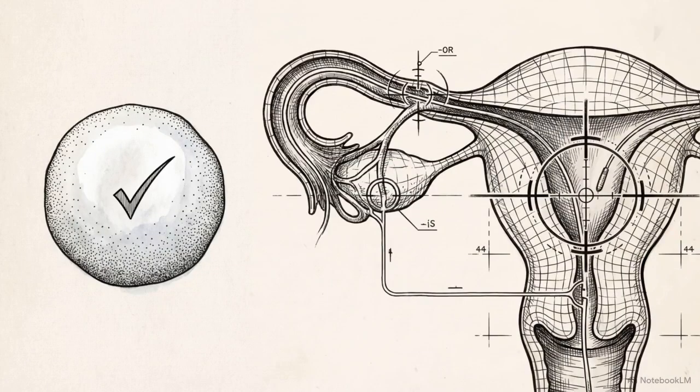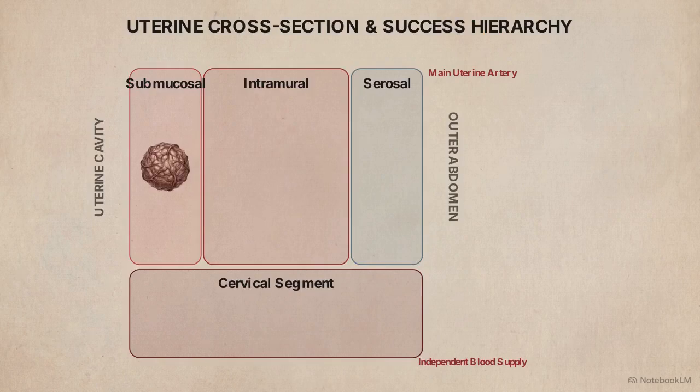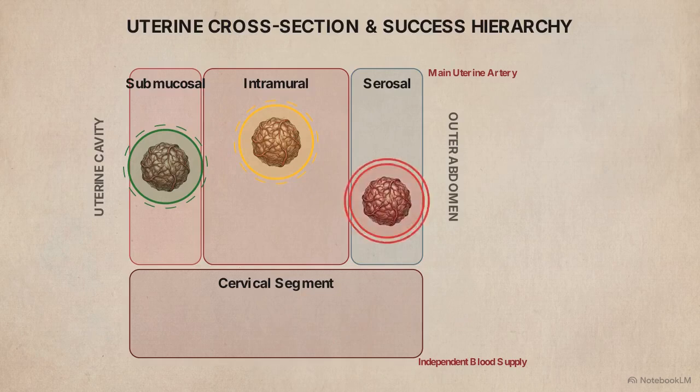Once the cellular makeup proves the tumor vulnerable, its topographic location determines the final strike trajectory. This cross-section map shows a success hierarchy based on tissue depth. Submucosal fibroids on the innermost layer are ideal targets. Intramural tumors are acceptable, but serosal fibroids routinely fail. Cervical fibroids are immune because they draw from an independent blood supply.